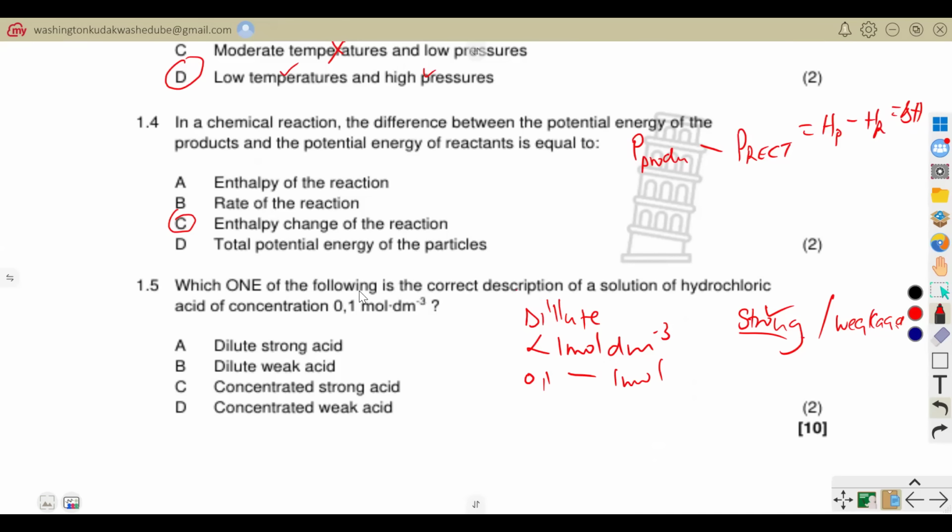So here they said 0.1 mole per decimeter cubed. So this is actually dilute. If this is dilute and we know that hydrochloric acid is a strong acid, our answer was going to be dilute strong acid. So our answer was going to be A. Now let's go to the following question.